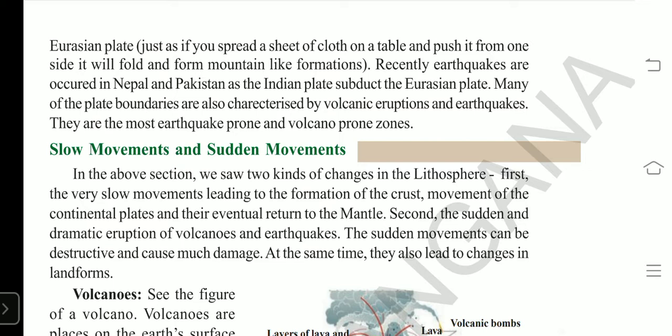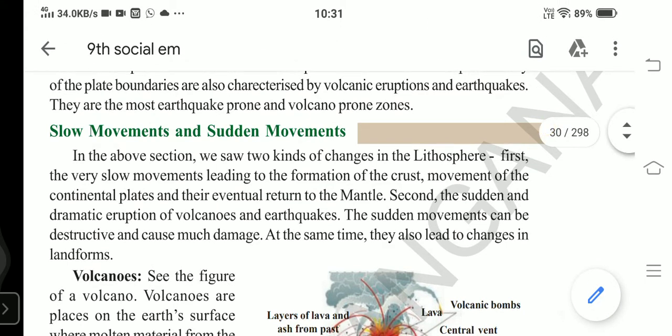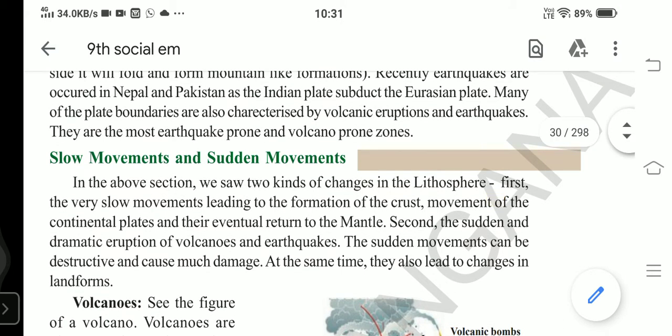Recently, we have seen earthquakes which occurred in Nepal and Pakistan, right? Nepal and Pakistan. There too we see that our Indian plate subducts the Eurasian plate. What do you mean by subduct? It means that our Indian plate goes under the Eurasian plate.